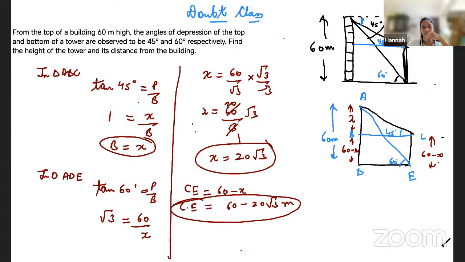So what's the distance from the building? See, here the base is x, no? Like this is x. So the x is 20 root 6, so this is the distance.